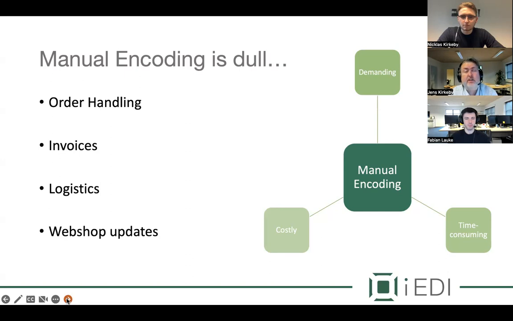And so all these processes are very manual today and very dull to operate with, very demanding and time consuming. And as we know, time is money, so it also costs a lot, and the company needs a lot of employees just to do manual encoding. And that is the issue that EDI through automation solves. It moves you away from manual encoding into a more automated way of doing things.